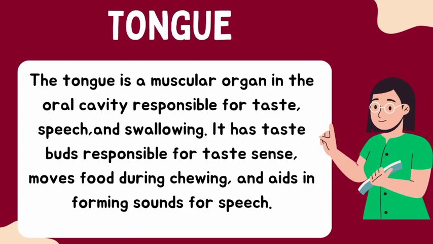Definition. The tongue is a muscular organ in the oral cavity responsible for taste, speech, and swallowing. It has taste buds responsible for taste sense, moves food during chewing, and aids in forming sounds for speech.